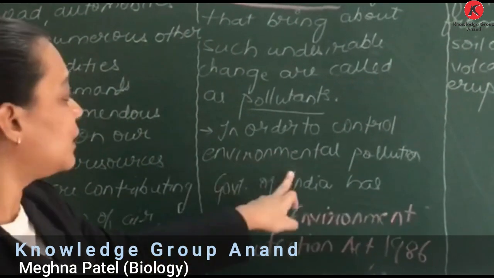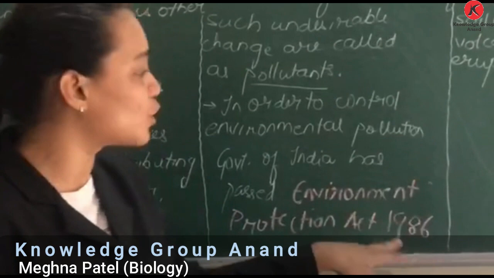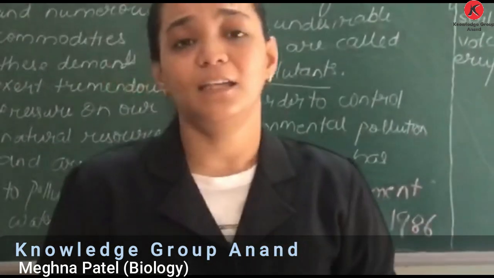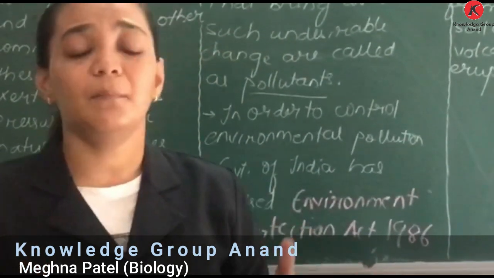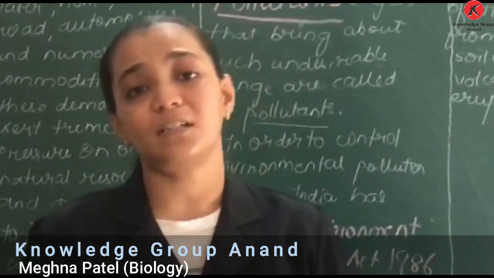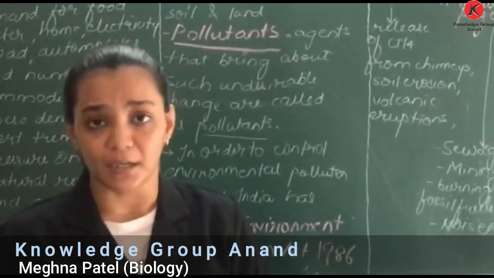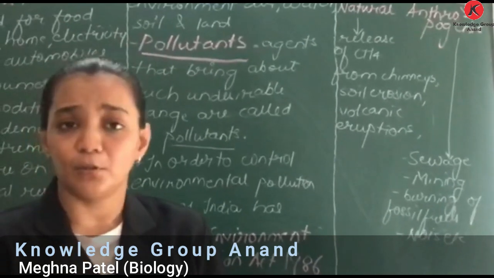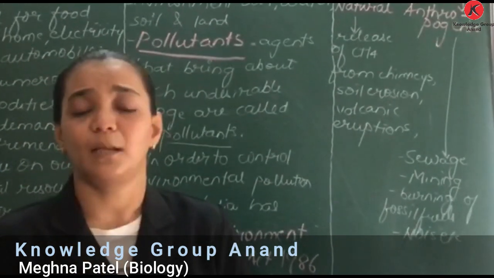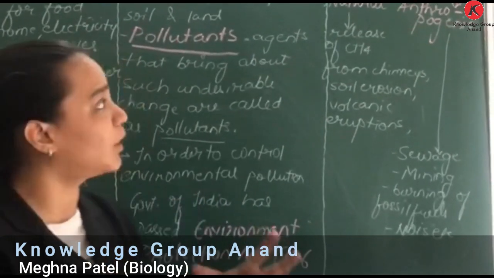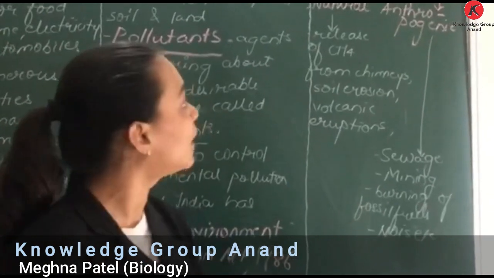The Government of India has passed an act known as the Environmental Protection Act, enacted in the year 1986. The Environmental Protection Act was implemented in order to protect our environment. What measures can be taken to protect the environment, whether it is air pollution, soil pollution or noise pollution? What measures can be taken to reduce this pollution? That is the Environmental Protection Act, and it was given in 1986.